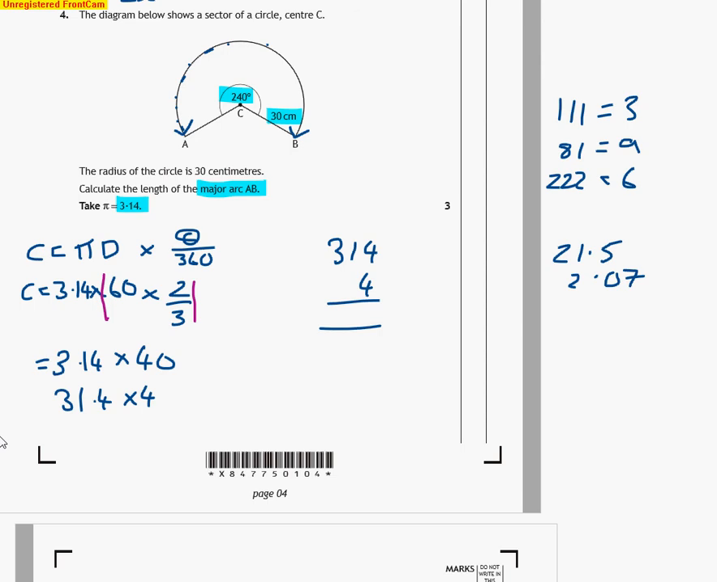So 4 4s, 16. 4 1s are 4, plus the 1 is 5. And 4 3s are 12. Now, there was one decimal place in the question, so we're going to have one decimal place in the answer. I'm just going to draw it nice and right in there.